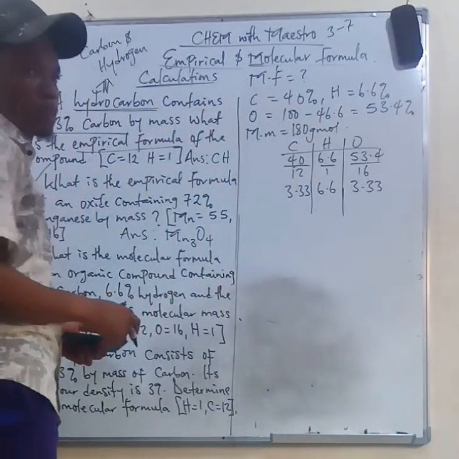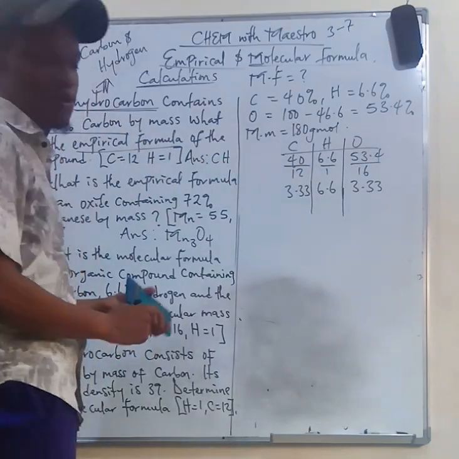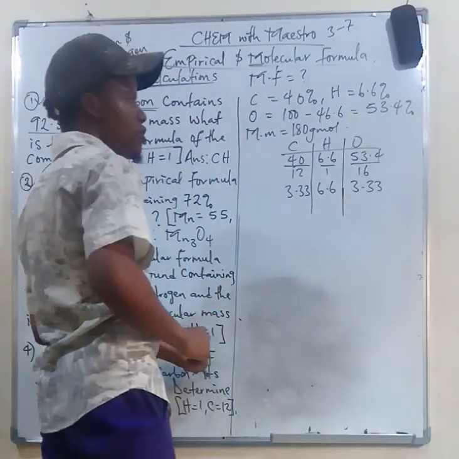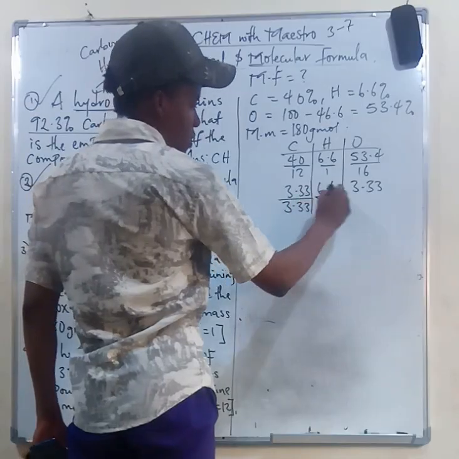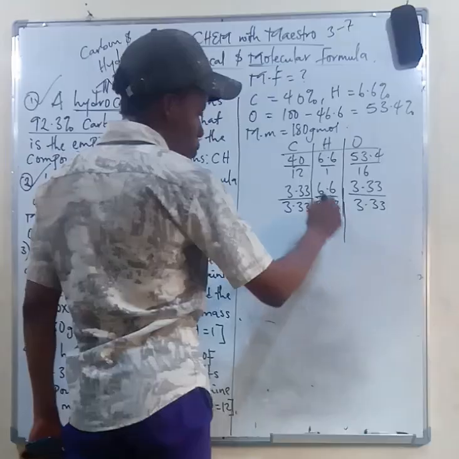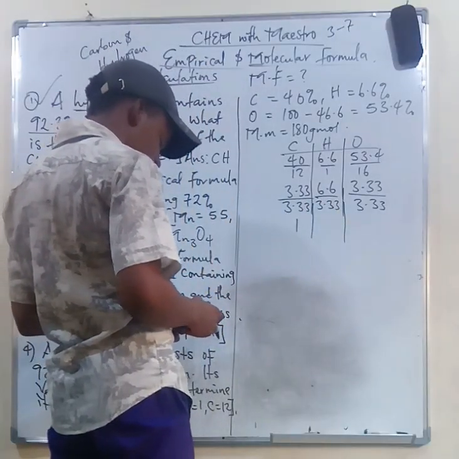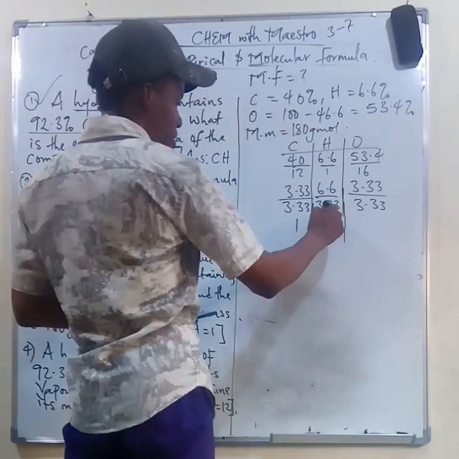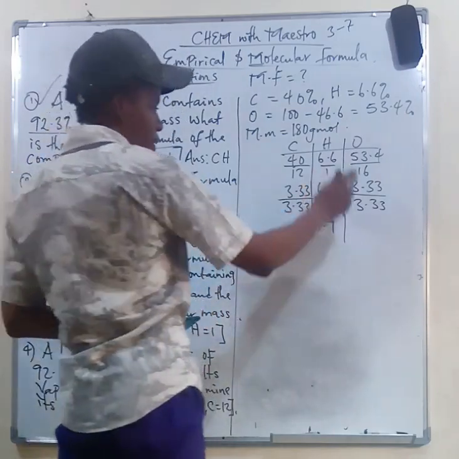Alright, now at this point, what are we going to do? We're going to divide through by the smallest value. What's the smallest value here? We have 3.33 and 3.33. So we're going to divide everything by 3.33. Divide this side by 3.33, and divide this side by 3.33. This divided by this, you get 1. 6.6 divided by 3.33, we got 1.98, or let me just say 1.9. Then this divided by this, we get 1.